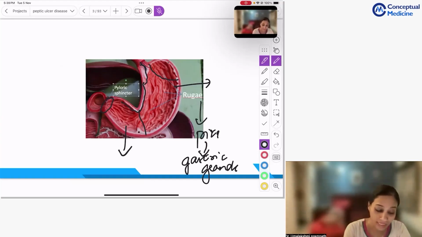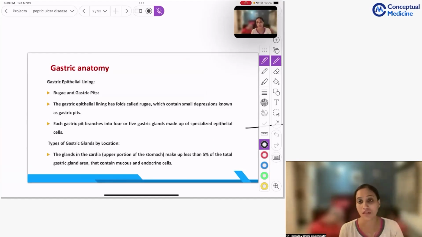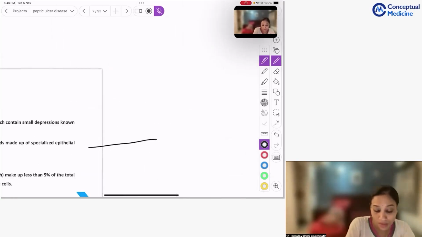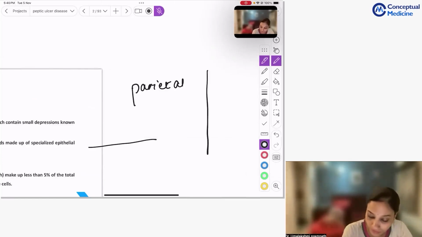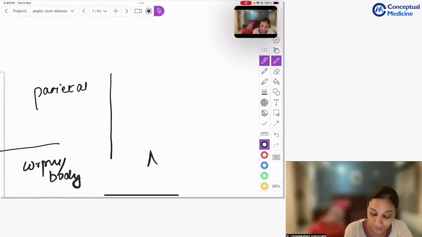For example, in the proximal part of the stomach, that is the corpus and the fundus, each gastric pit has got 4 to 5 gastric glands, which are made of specialized epithelial cells. The upper part of the stomach contains the most important thing, that is the parietal cell. This is actually present in the corpus or in the body. Whereas the lower part is your antrum.